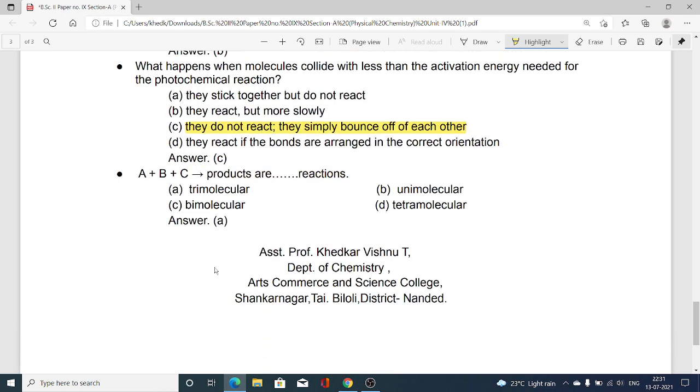Next MCQ question, that is, A plus B plus C giving product are dash dash reactions. Option A, trimolecular. Option B, unimolecular. Option C, bimolecular. Option D, tetramolecular. Option A is correct one, being there are three molecules which are taking part in the given reaction, and hence it is called the trimolecular reaction.